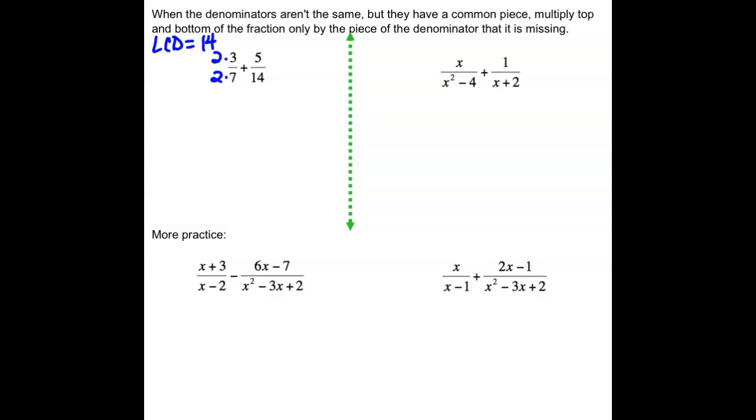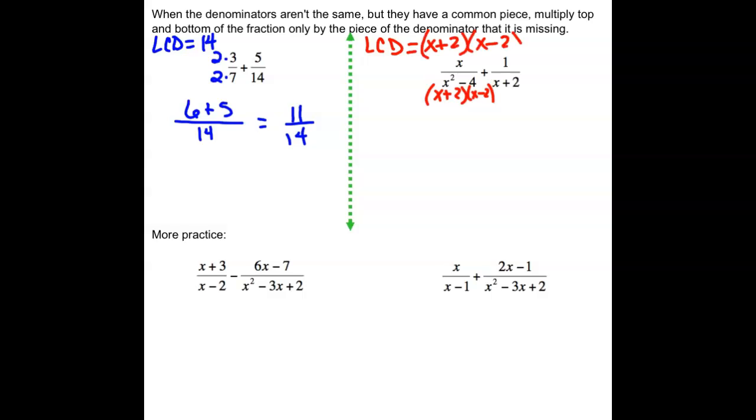This now becomes 2 times 3 or 6 plus 5 all over that common 14. Reduces to 11/14. Okay? Now, in an algebraic fraction, make sure that you factor everything so you can see what the pieces are. This x squared minus 4 is really an x plus 2 and an x minus 2. So to create a common denominator, we need both an x plus 2 and an x minus 2.